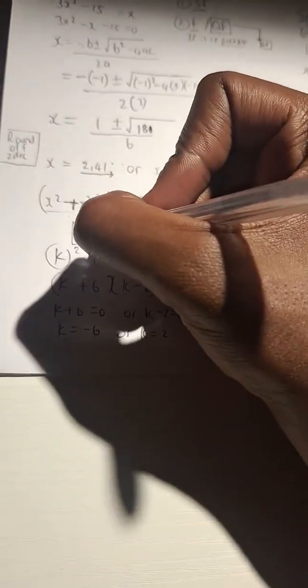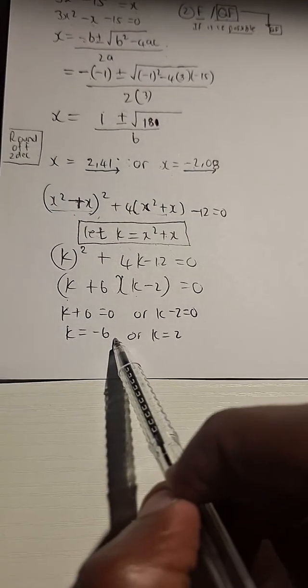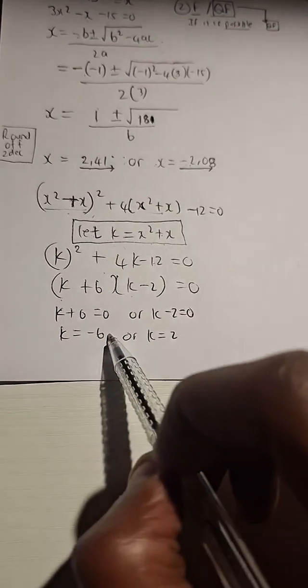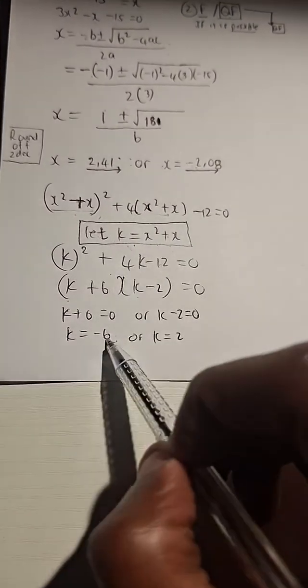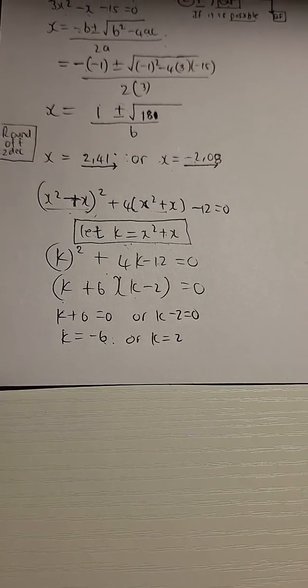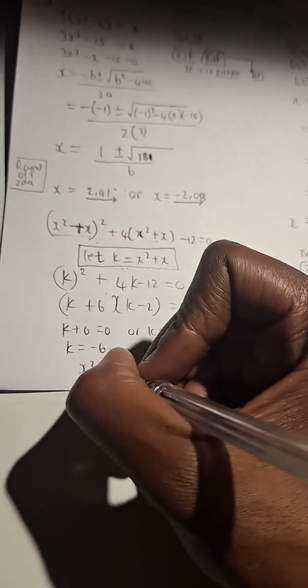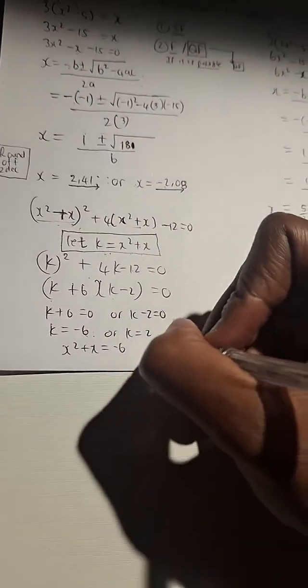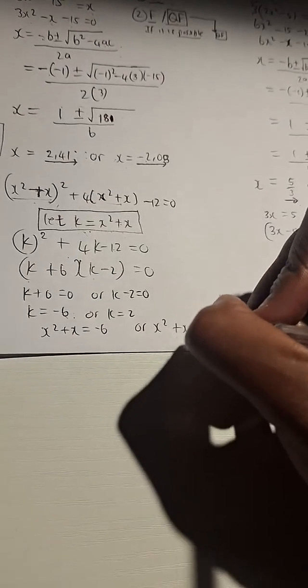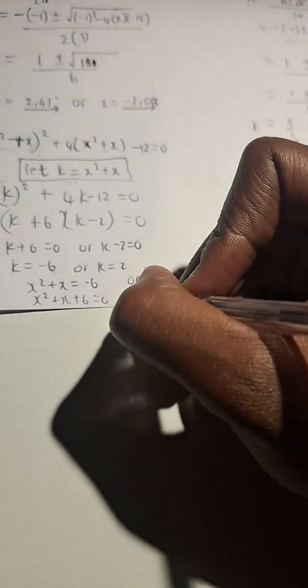This that you set up here was supposed to be set up so that it waits for k to be attained. Once k is attained, we are supposed to substitute back these k values and get the values of x. Yes, Ndwana Kia, we have to prove. Very much so. So we say x squared plus x is equal to negative 6, or x squared plus x is equal to 2. And then from there, we solve it.